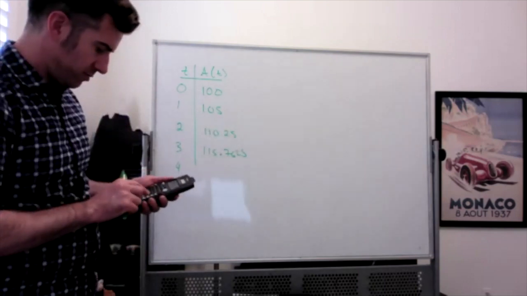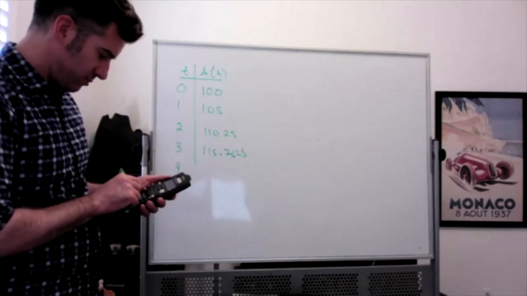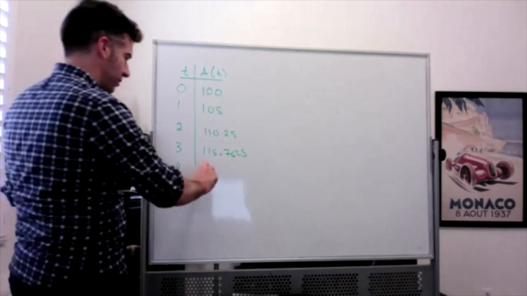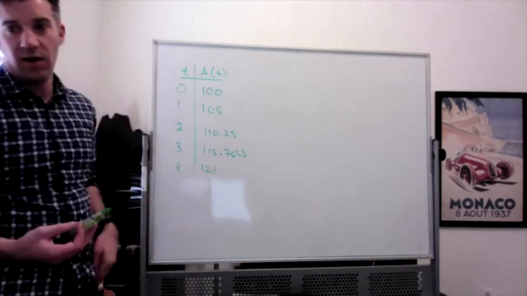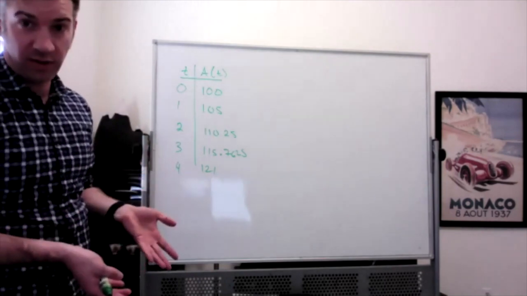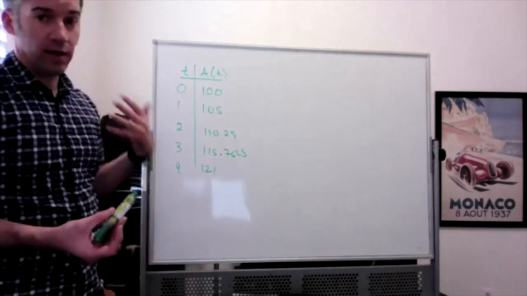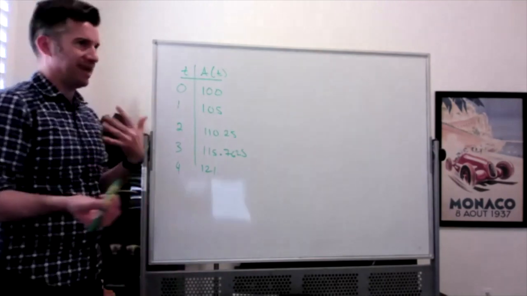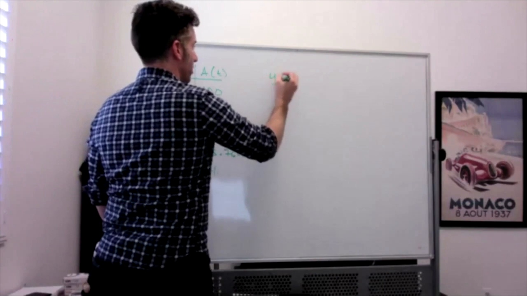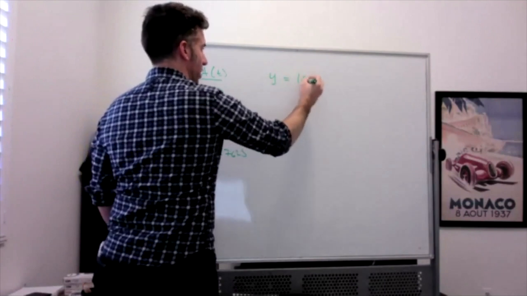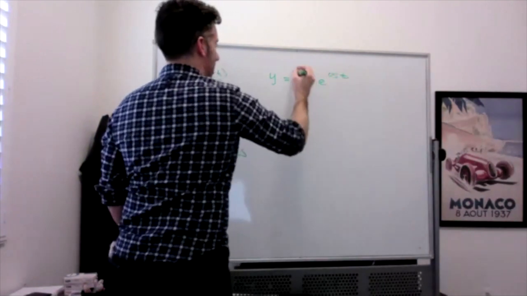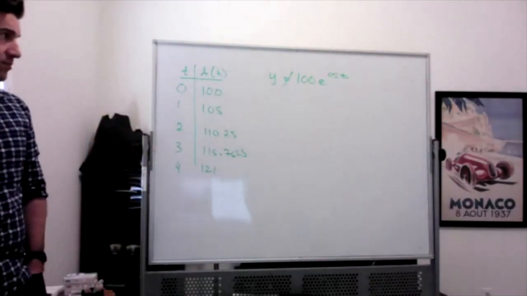The point here is that after 4, you're going to get like 121 point something. So the point I'm trying to make is you're not just adding 5 sick birds every month. This means that the k value isn't just 5%. It is not true that y is equal to 100 e to the 0.05 t. This is not the equation.